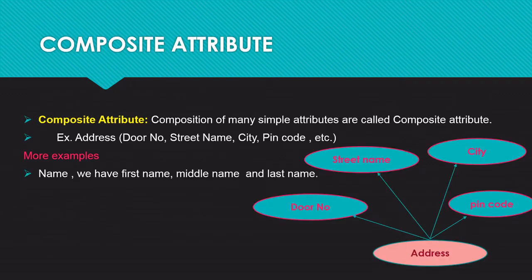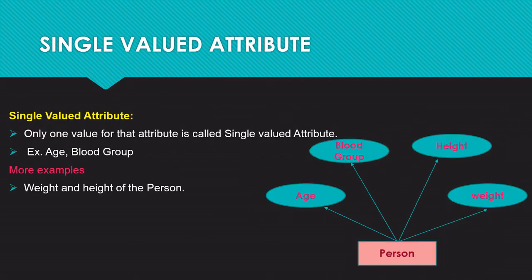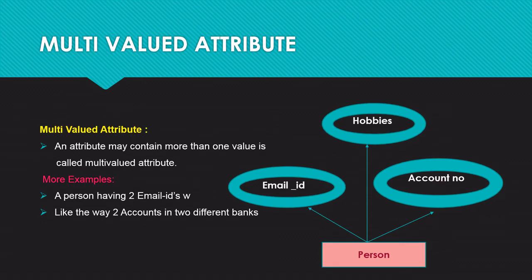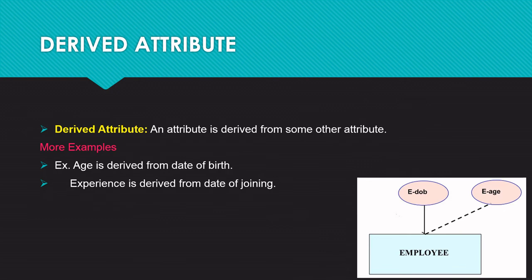Next we move on to the single valued attribute. A single valued attribute is an attribute that contains only one value. For example, in age and blood group, each and every person has only one age and only one blood group. Next we move on to the multi-valued attribute. A person may have 2 or 3 email IDs or 2 account numbers in 2 banks. These are multiple values, that is, multi-valued attributes.